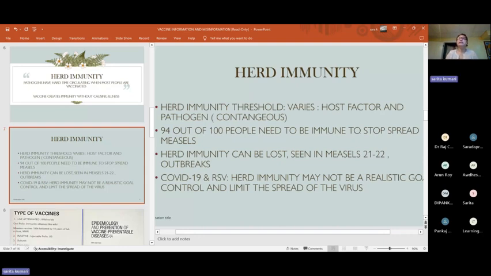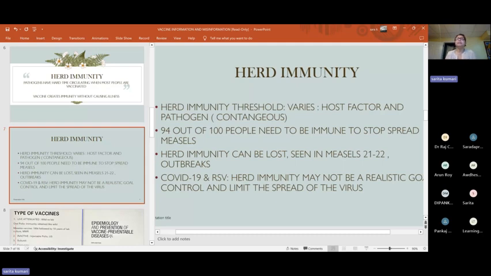So again, herd immunity varies by host factor and pathogen. In other words, host factor is whether people were ever exposed to that virus or bacteria, like COVID, versus measles or chickenpox, where people are already exposed. So that is what we call the herd immunity threshold, and that depends upon host and also pathogen.